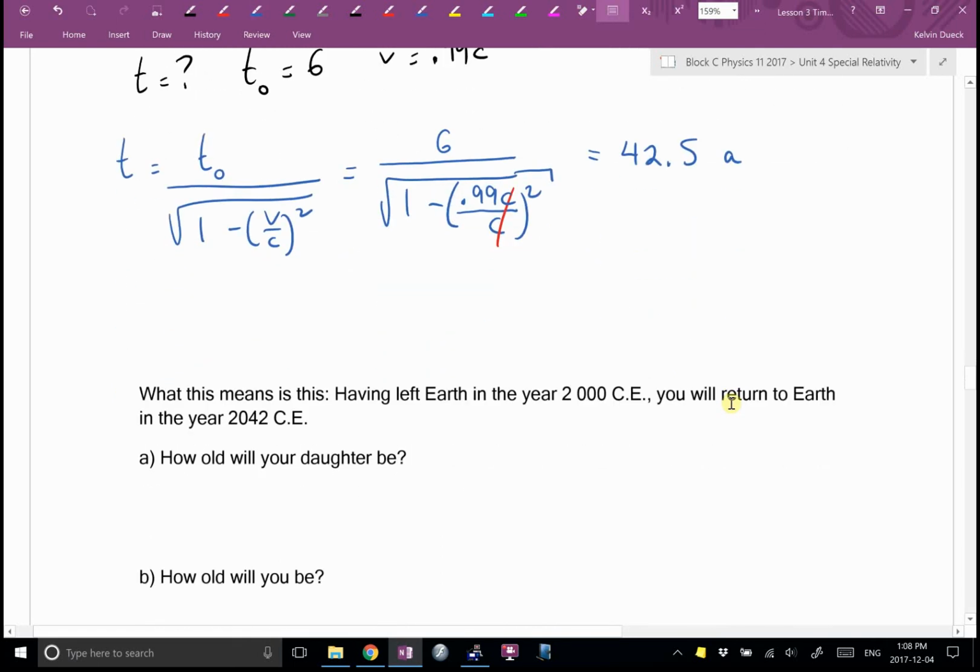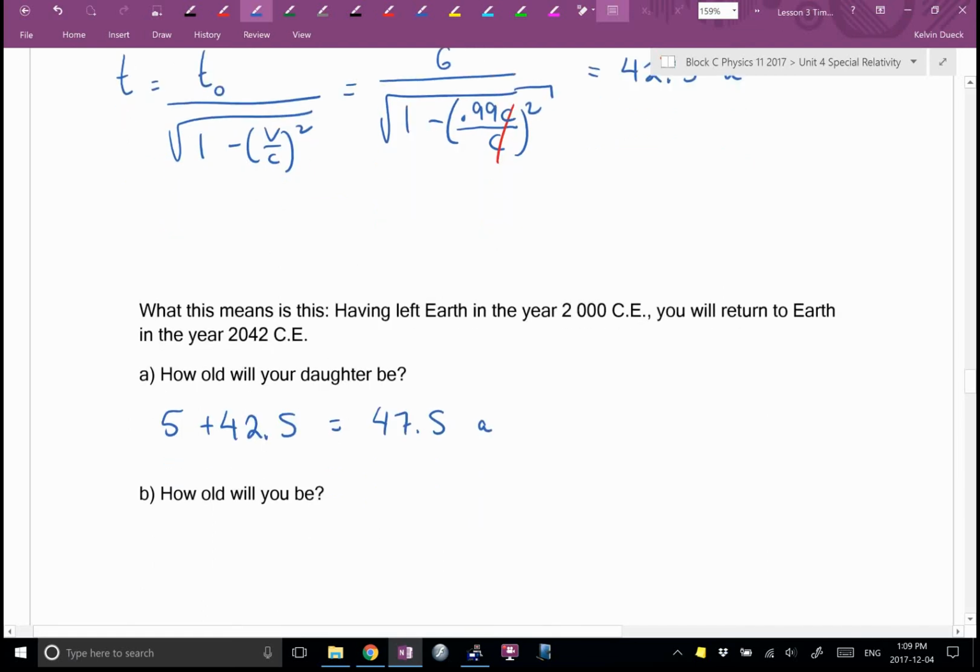So, you left Earth in 2000. You're going to come back to the Earth in 2042. How old will your daughter be? She was 5 when you left. 42.5 years have passed. You can probably do this math in your head. Joel, how old will your daughter be? Yep, 47.5 years old.